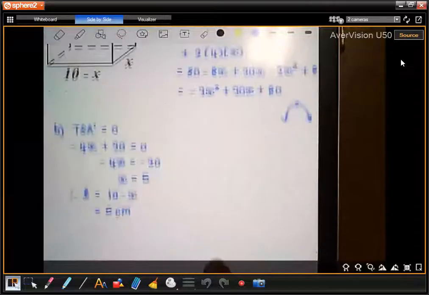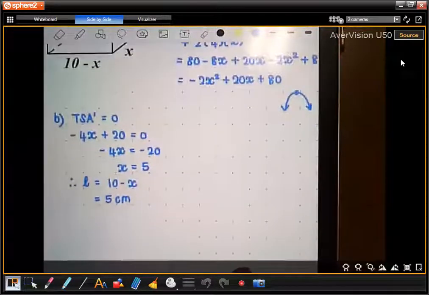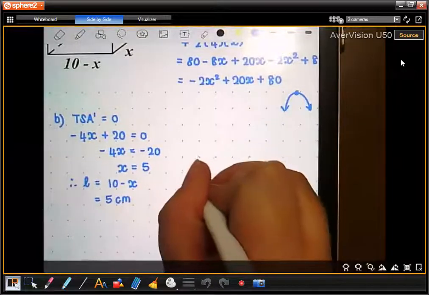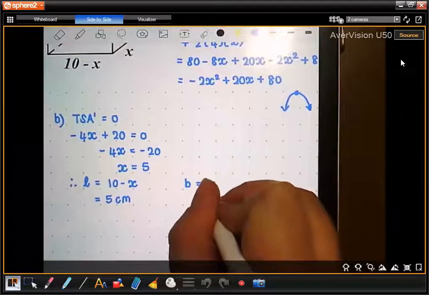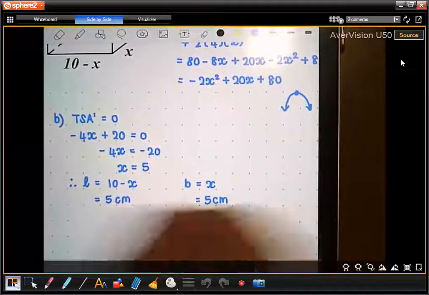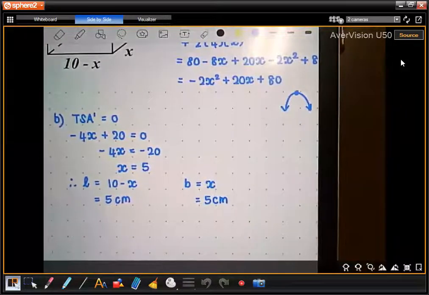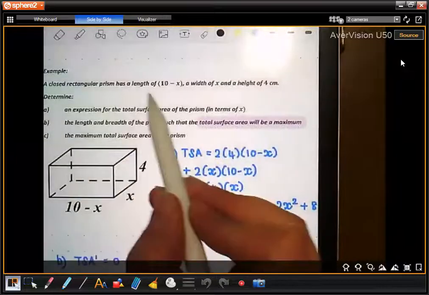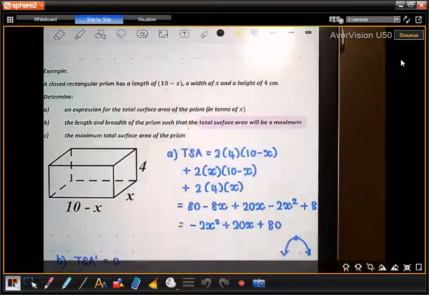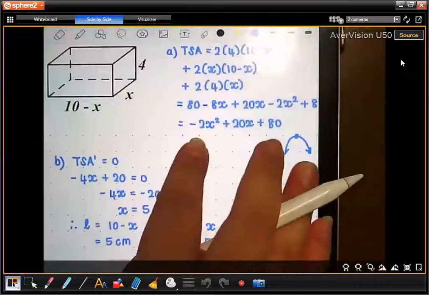And the breadth was just x, which is then also 5. Okay, so I'm just going to write breadth is x, which is also 5. It doesn't really matter, but in the description of this question, it did say the length is 10 minus x. Otherwise it wouldn't matter.